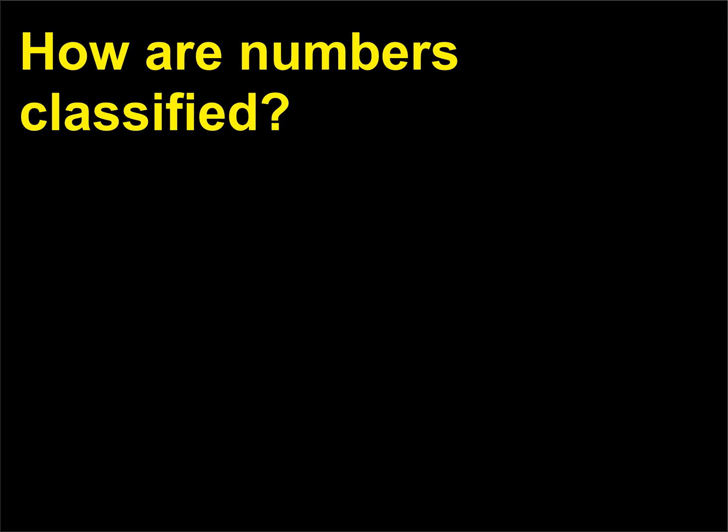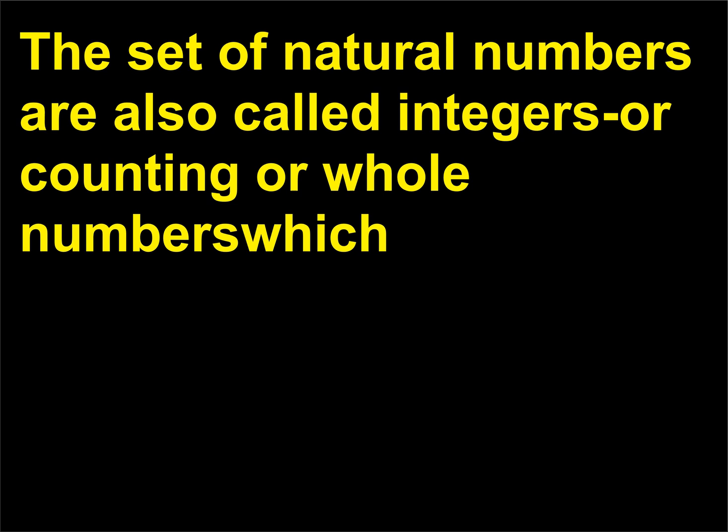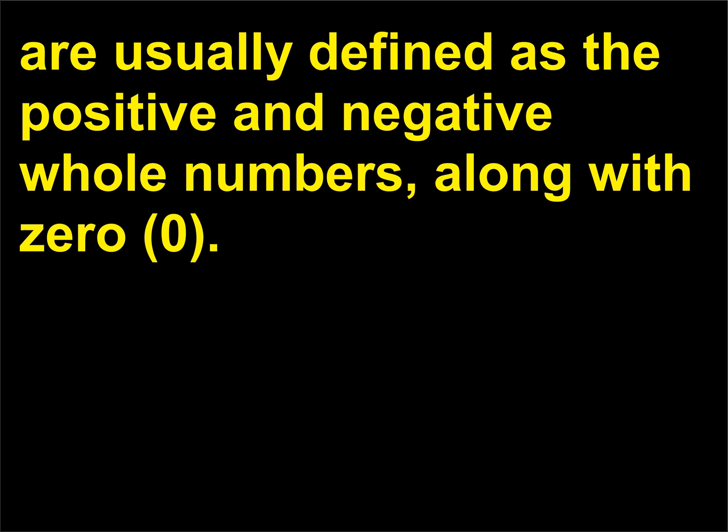The set of natural numbers are also called integers or counting or whole numbers, which are usually defined as the positive and negative whole numbers, along with 0.